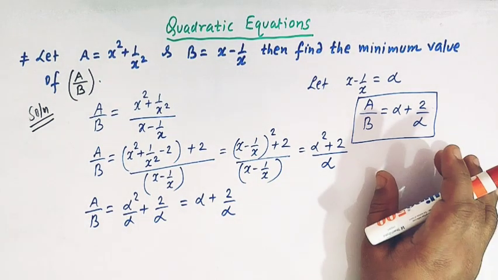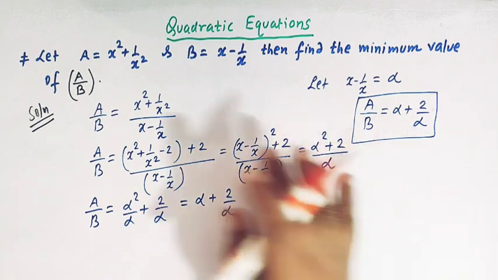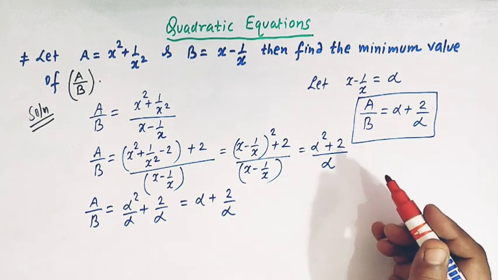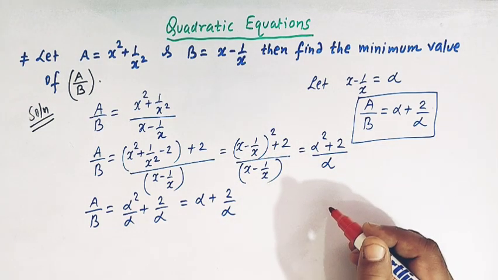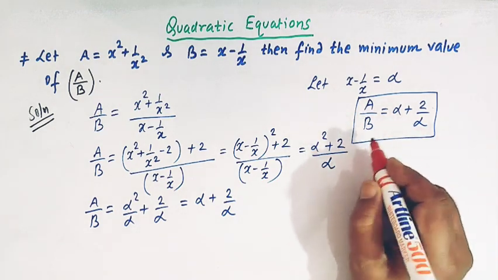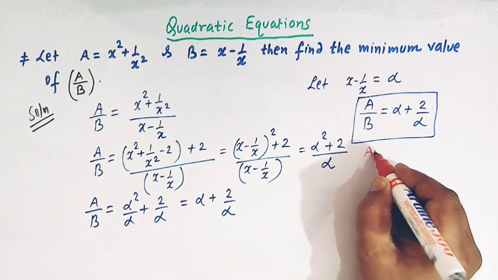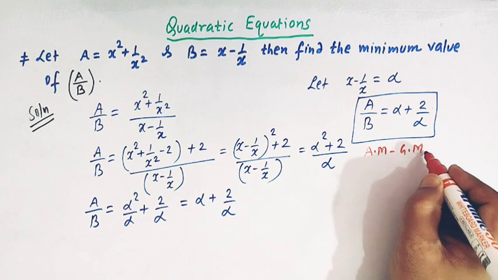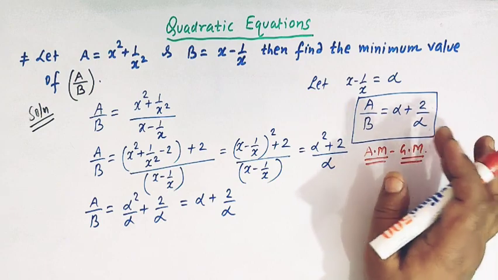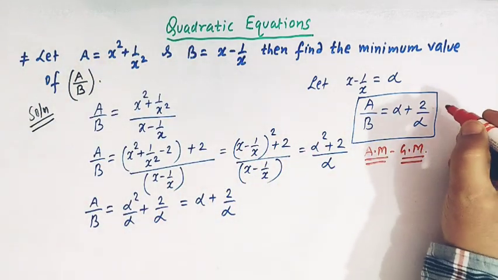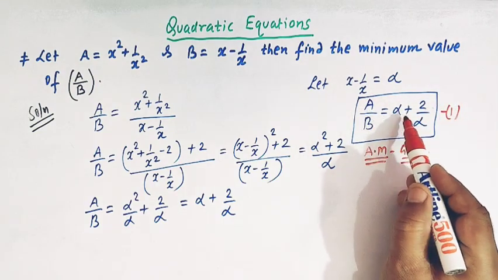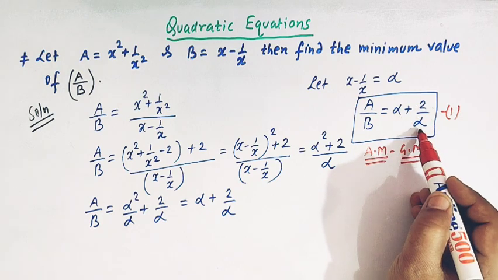As we have said in the beginning of this lecture, this problem can be solved by two methods, right? One is the algebraic method and the other is the method of calculus. Here we'll stick to the algebraic method, and we'll make use of the AM-GM inequality. The arithmetic mean and geometric mean inequality can be used to solve this problem. So we were having this result, that a over b is equal to alpha plus 2 over alpha, right?